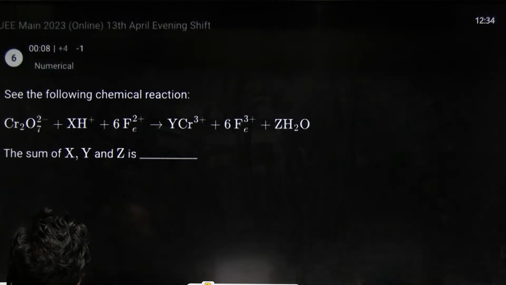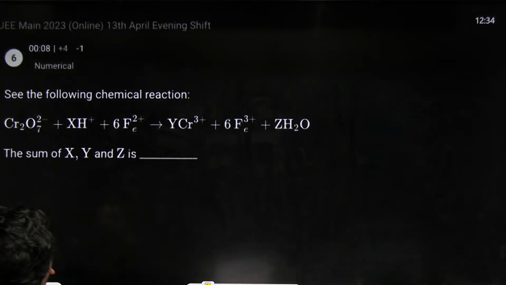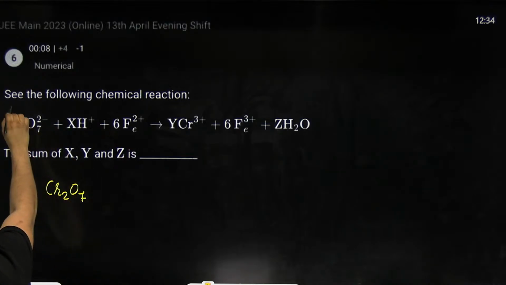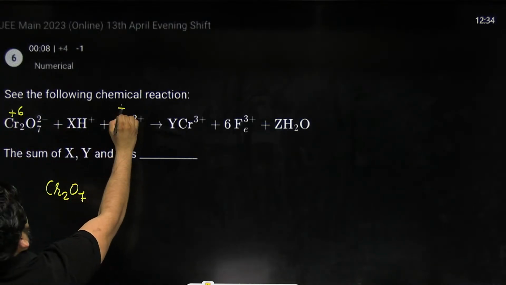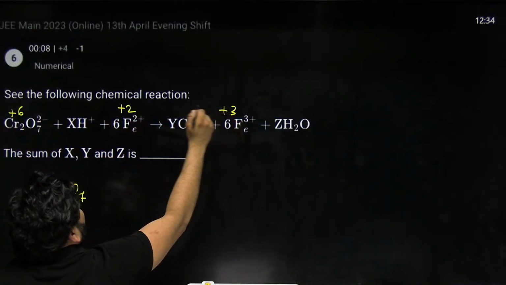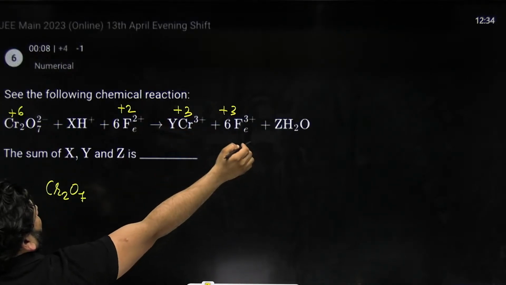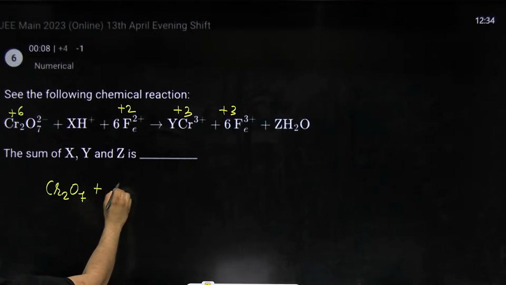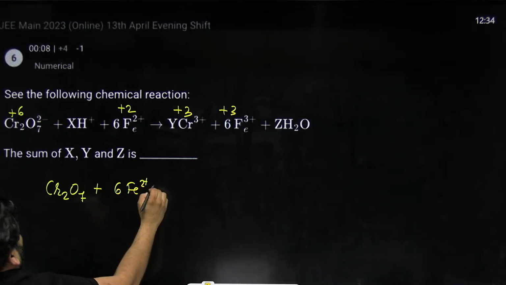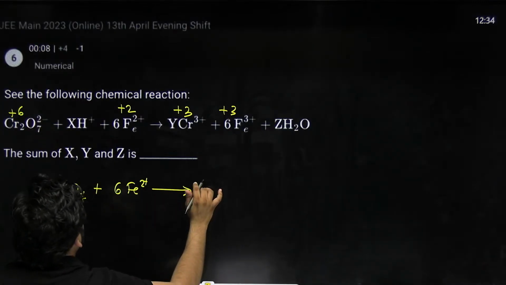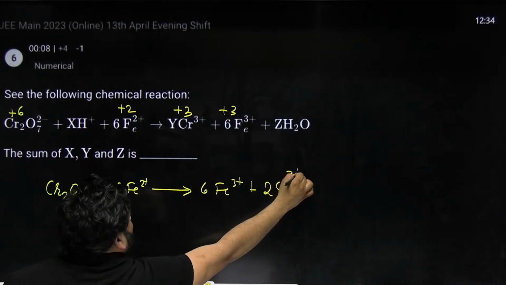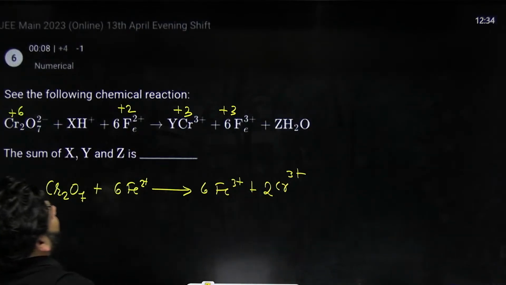So this is Fe2+, Fe3+. This reaction is something that we have solved in our class, and in the theoretical class also. So do one thing, Cr2O7. This is +6, this is +2, this is +3, and this is +3. So the n factor is 6 here. So cross multiply 6 times Fe2+. The n factor of Fe2+ is 1, so cross multiplication gives you 6 Fe3+ and 2 Cr3+.